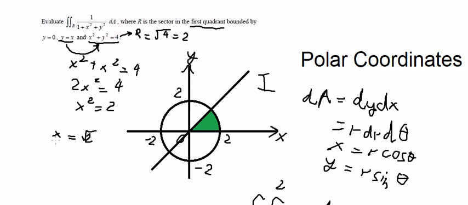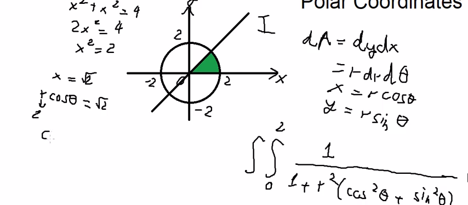So we know that x equals r cosine theta, and r should be 2. So we can find cosine theta equals the square root of 2 over 2, and theta in this situation is pi over 4. We know that this point in here, from here to here, goes from 0 to pi over 4. So we can put the bounds in here.